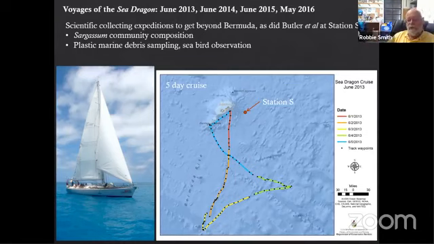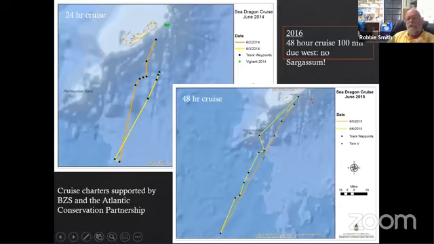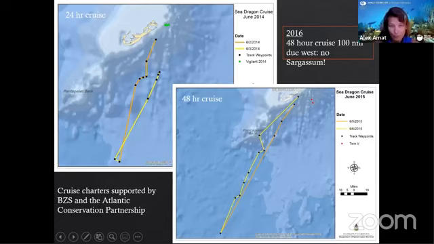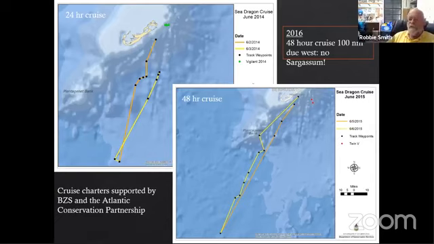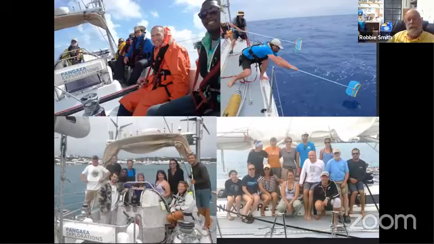This shows some more of the cruise tracks we did in 2014 and 2015, just a little bit closer along the South Shore. It's a sailing boat, so we got to work with the winds. In 2016, we went out for 2 days for 100 miles and didn't find any Sargassum, so we didn't luck out there. But we saw lots of great seabirds and measured some plastic pollution out there. So that's what we did, and this is who helped me.